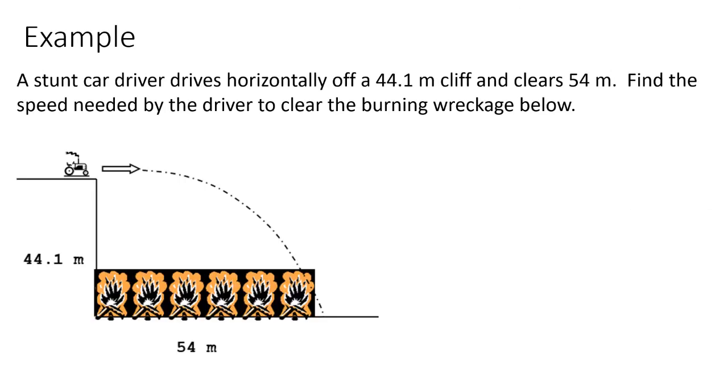Okay, so our next example, we have a stunt car that drives horizontally off a 44.1 meter cliff and clears 54 meters of burning inferno. We want to find the speed needed by the driver to clear the burning wreckage below. So we want to find this initial velocity, and that's going to be in the x direction.